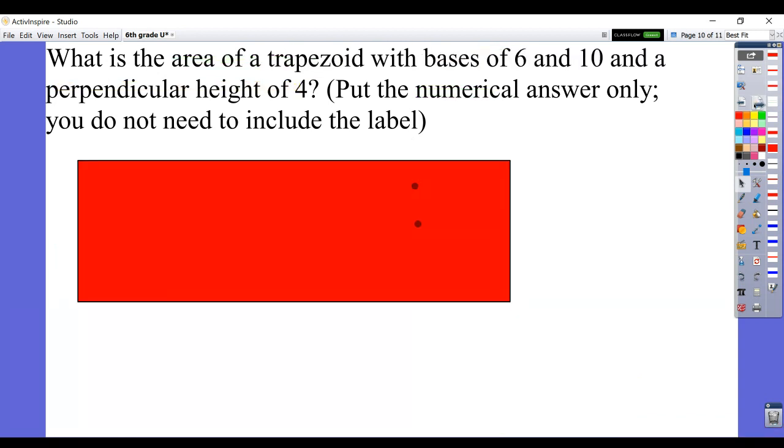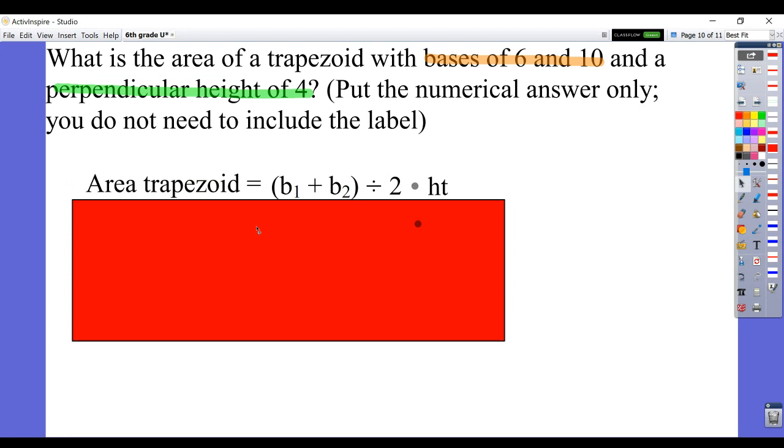And area of a trapezoid is another one that we've been working with. Remember, a trapezoid is going to have two bases, a top and a bottom base. So in this case, it's 6 and 10. And we're going to want to use its perpendicular height as part of the formula as well. So we know the area of a trapezoid is base 1 plus base 2 in parentheses, because that sum has to be done first, then divided by 2 times height, or times height divided by 2. These last two steps can be switched around.